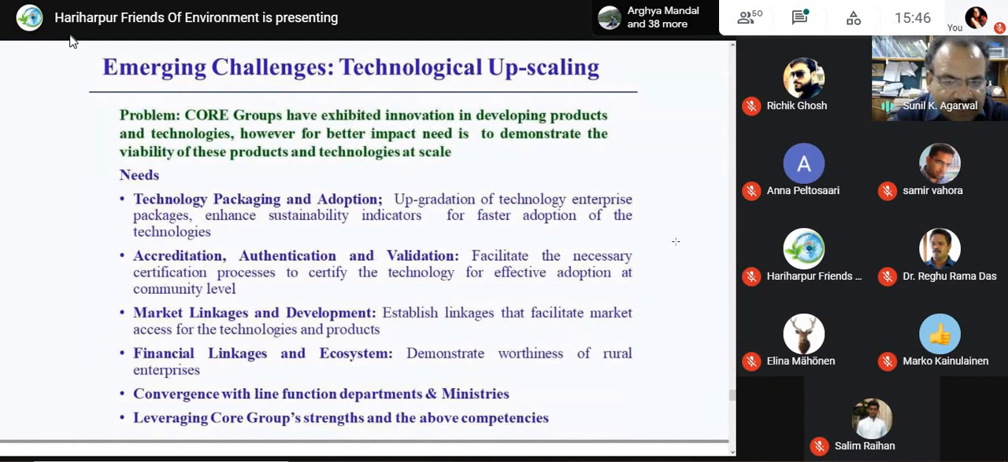And now the second call is coming. That's what we are looking forward to, that these core groups also will be part of that process. And they will come up with some innovative ideas which can be taken up by InSIC for the benefit of the society at large. Next slide, please.